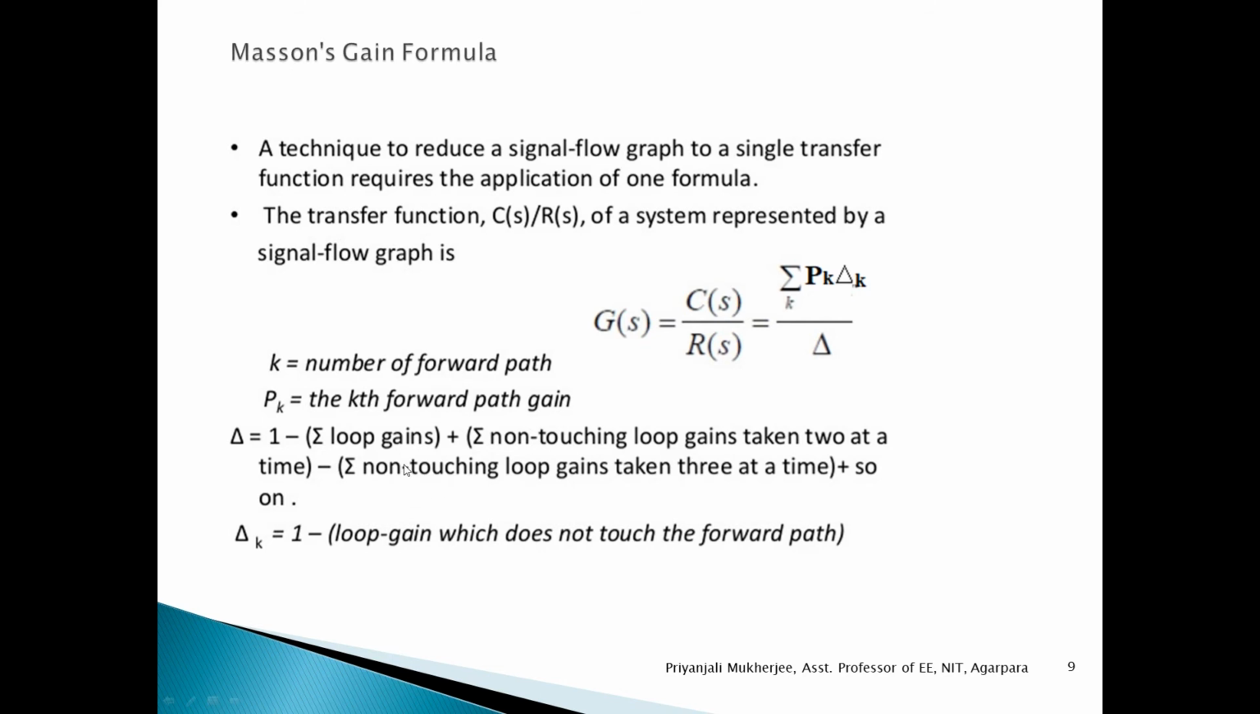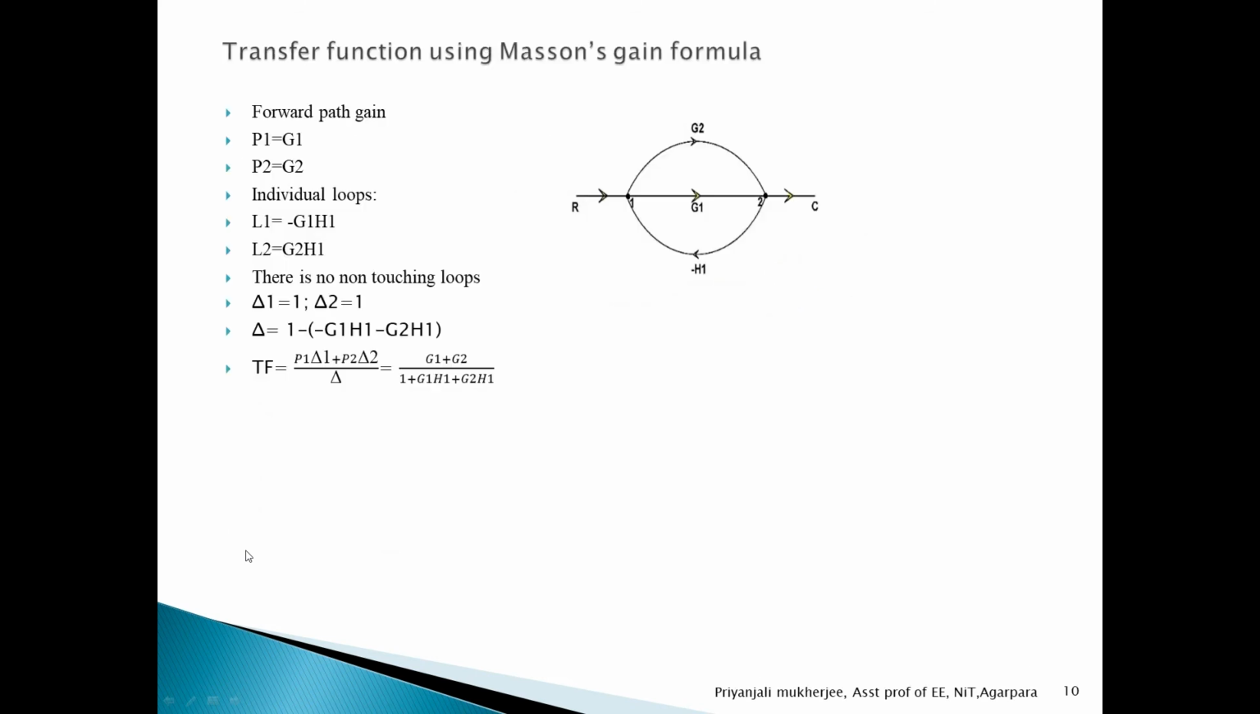So from this equation we can say that first we need to find the individual loops, then the two non-touching loops if they are possible, and if they exist then we need to find the three non-touching loops, and so on. Finally, delta k is 1 minus the part of the loop which is not touching the kth forward path. So if there are two forward paths, then we need to calculate delta 1 and delta 2. If the number of forward paths is 4, then delta 1, delta 2, delta 3, delta 4, like this. So let us take an example.